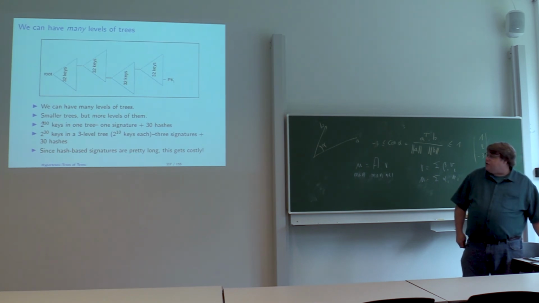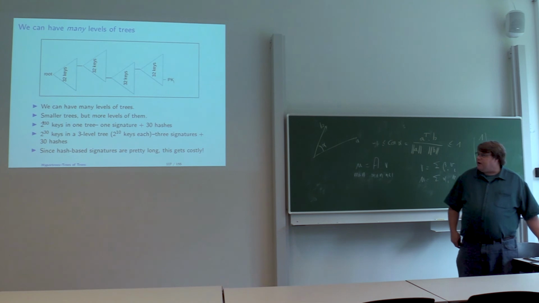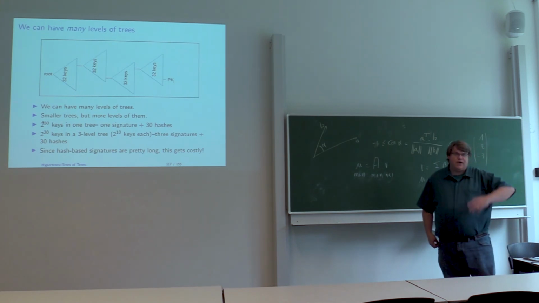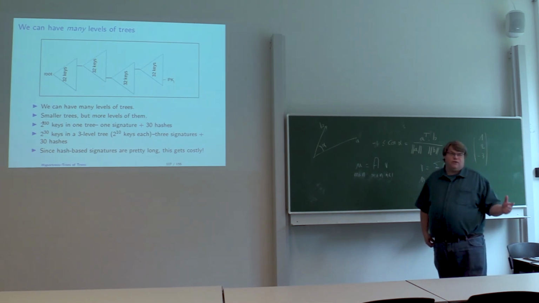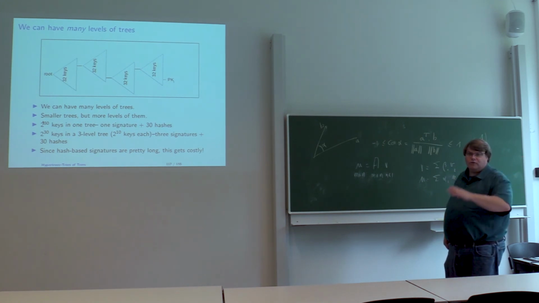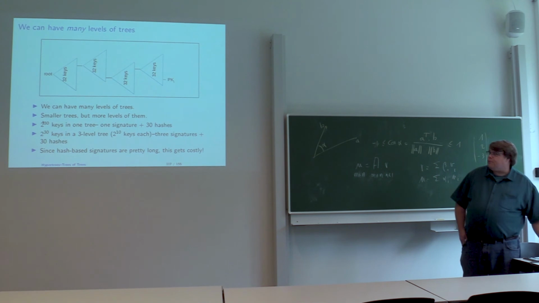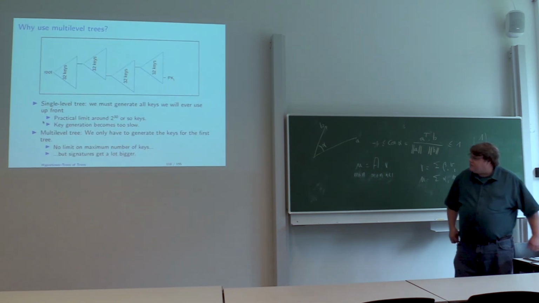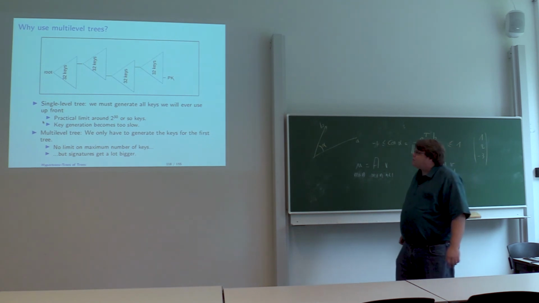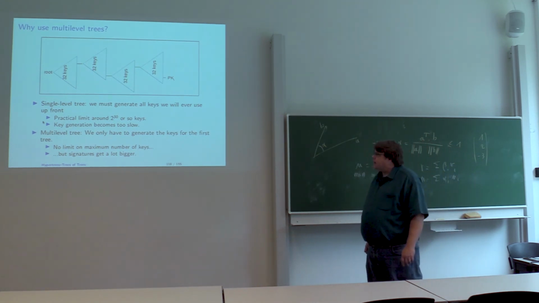So we could have 2 to the 30 trees by doing a 2 to the 30 size Merkle tree, or we can have 2 to the 30 trees by doing 3 2 to the 10 Merkle trees. Okay. And of course the signatures will be longer, but it'll be a lot faster to compute up front. And so sort of a question you might ask is, why should I use a multi-level tree, right?